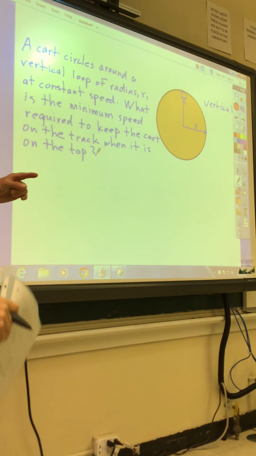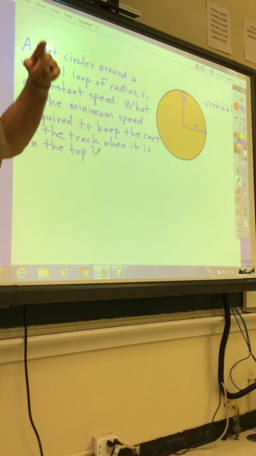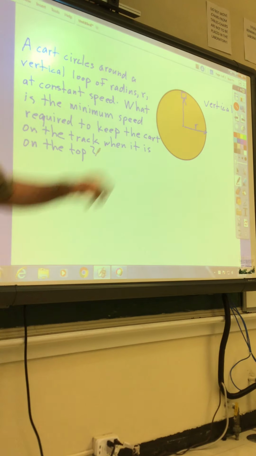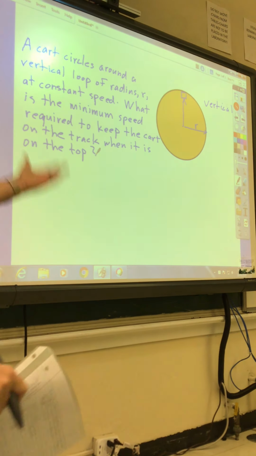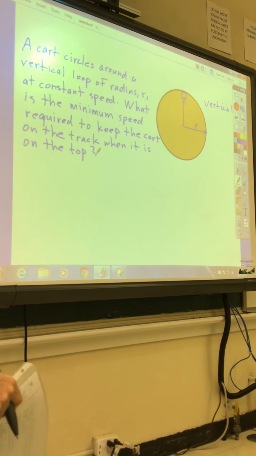So the cart is circling around this vertical loop, radius r, and the speed is constant. So it's not slowing down as it's going up and speeding up as it's coming down. It's constant throughout, which means you're going to have to apply some sort of force to it to overcome gravity. But anyway, what is the minimum speed required to keep the cart on the track when it is right at the top of the loop?